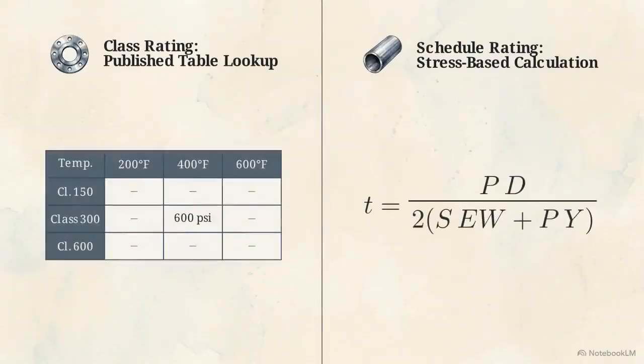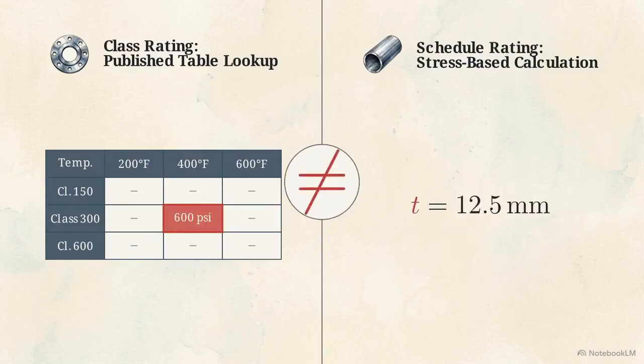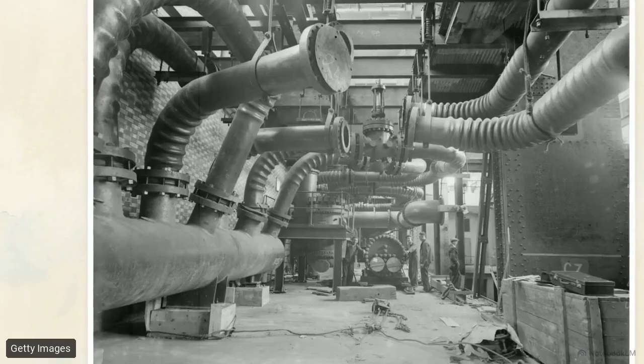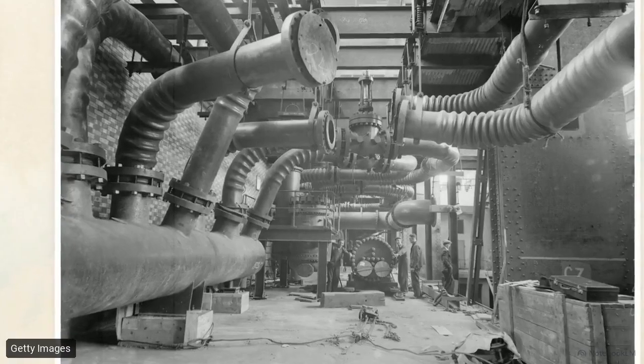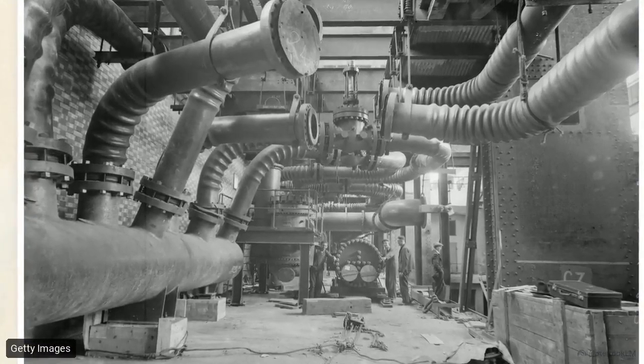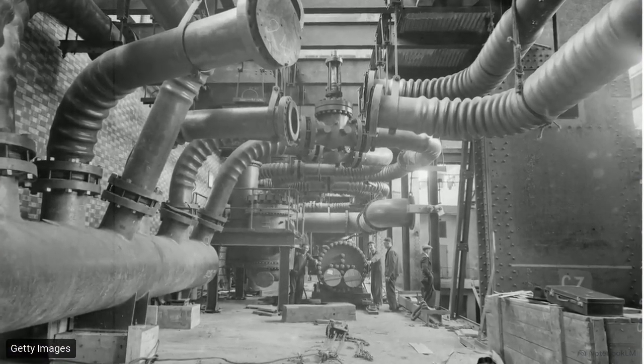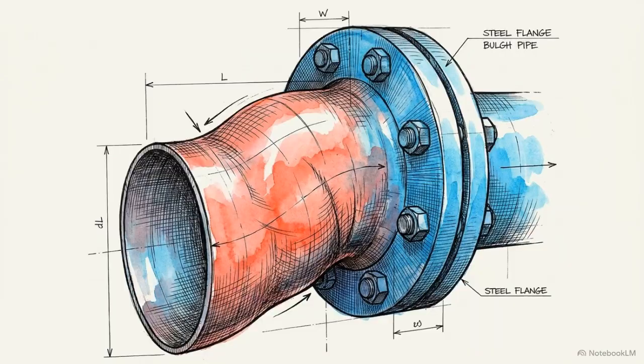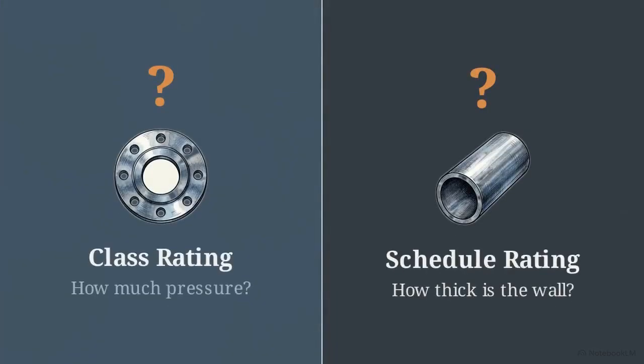A schedule number and a class number are built on two incompatible logics. When you translate the ink on a drawing into massive steel components bolted together in the field, these distinct ratings are forced to mate. Treating a flange class and a pipe schedule as identical metrics is the quickest way to underdesign a high-pressure system. A flange class and a pipe schedule answer two structurally different engineering questions.